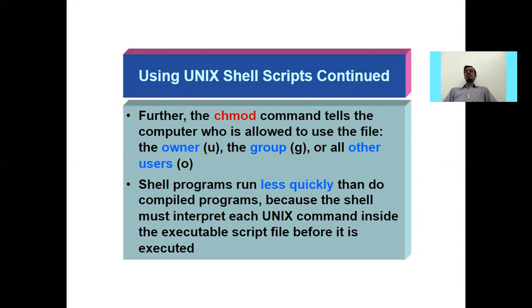Shell programs run more slowly than compiled programs because the shell must interpret each Unix command inside the executable script file before it is executed. We know that the shell acts like an interpreter, so it interprets the commands one by one inside the executable script file and runs or executes them.